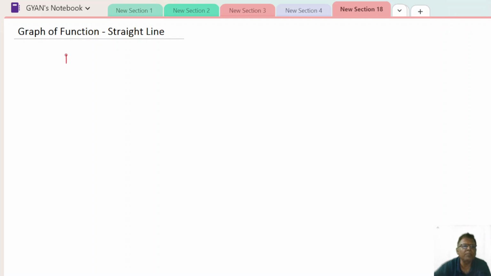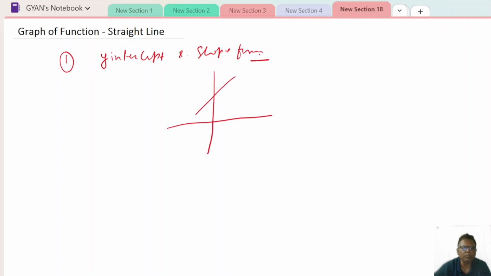So the first form of the straight line graph is the y-intercept and slope form. So what is the graph intercept? Suppose one line is there, then this distance is called the y-intercept. So if the graph is like this, then this will be negative, and this will be called the y-intercept.